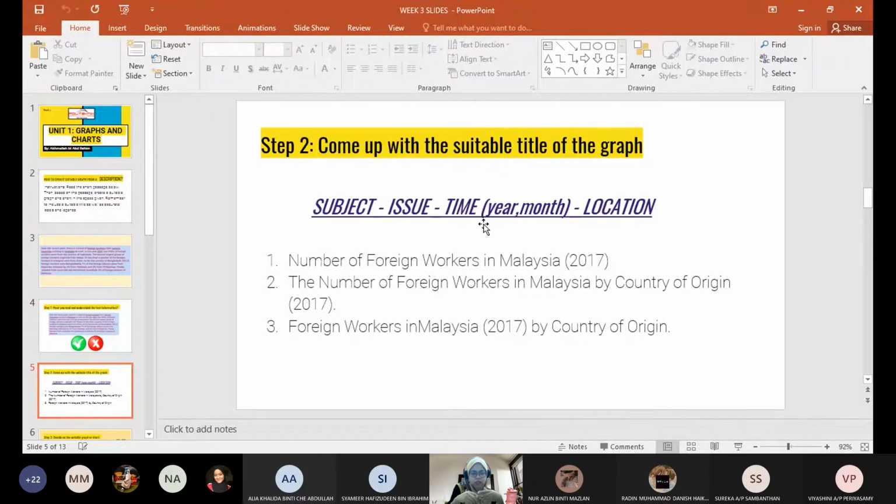Okay, so based on the article, there are three possible titles that you can put for the title of the graph. Number one, Number of Foreign Workers in Malaysia (2017). If you don't use the brackets, you have to write Number of Foreign Workers in Malaysia.